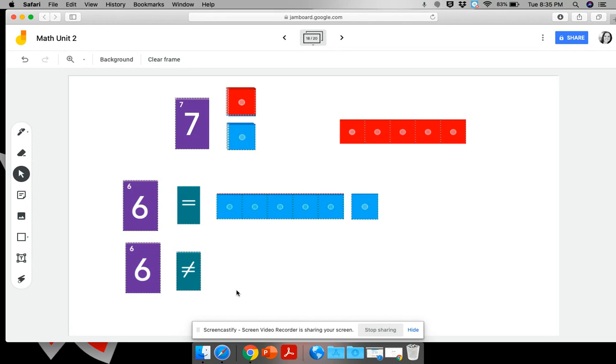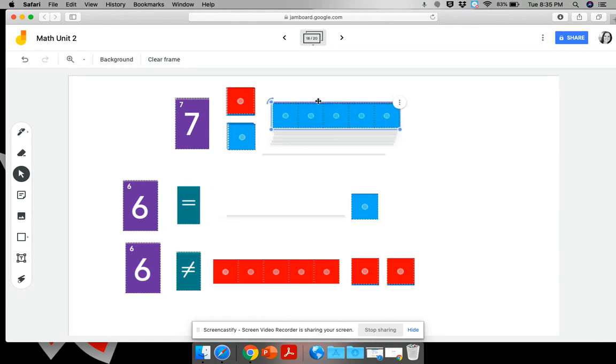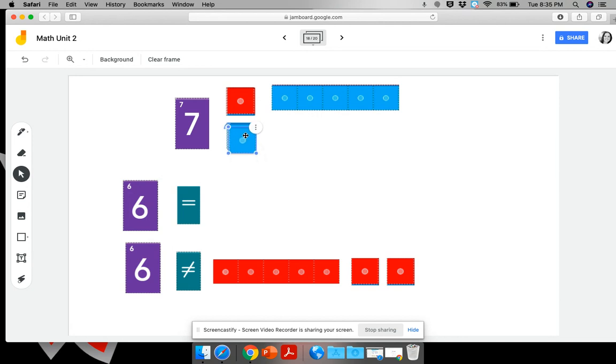So I'm going to show you not equal. Watch me. 6 is not equal to, watch me, tell me what number I just made. 7. I did 5, 6, 7. So 6 is not equal to this group of 7. All right, we're going to try a few others. Are you ready? So we're going to talk about the equal sign and the not equal sign.